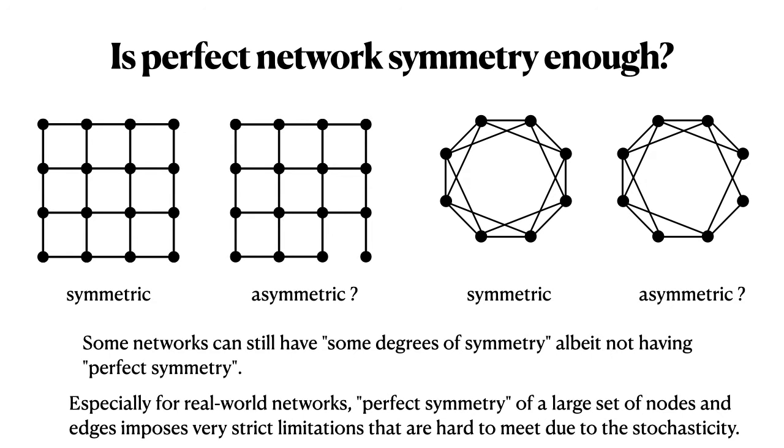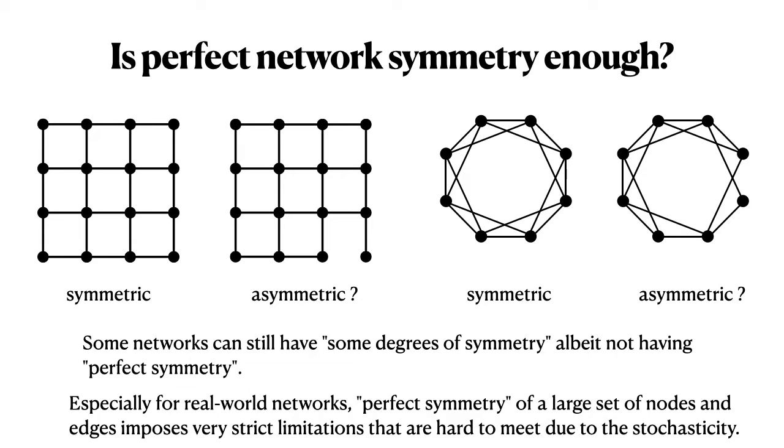So now that we have a definition for perfect network symmetry, the next question is, is that enough? Here I'm showing 4 examples of networks. The first network is a 2D lattice network, which is perfectly symmetric, so it will be classified as symmetric. The second network, however, is the first network with one missing edge. So if we only consider perfect symmetry, then this network will be classified as asymmetric.